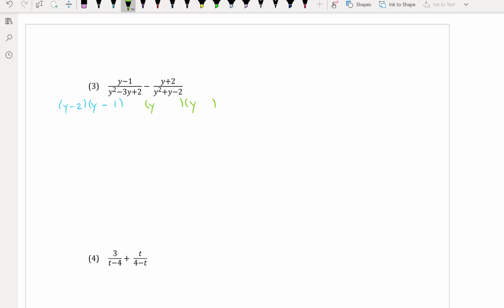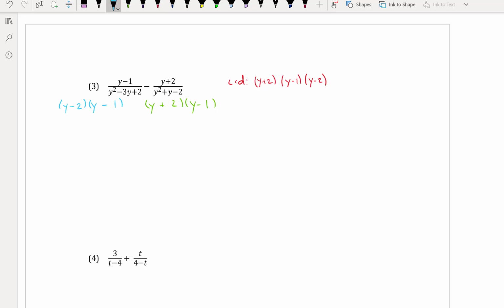So here, if I want a positive 1, I'm going to do a positive 2 and a minus 1. And I know that is the correct factoring, only because I've been factoring for a while. So I'm going to have my y plus 2, and I'm going to have my y minus 1, and I also have a y minus 2. So I have 3 terms in my LCD.